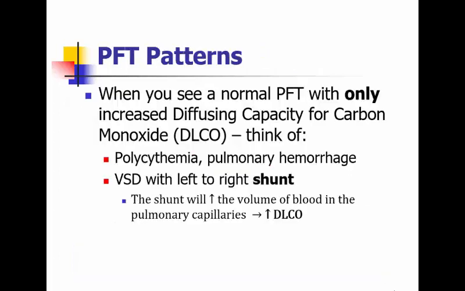Here are some of the patterns. When you see a normal pulmonary function test with only increased diffusing capacity for carbon monoxide, or DLCO, think of polycythemia or pulmonary hemorrhage, or ventricular septal defect with left to right shunt, because the shunt will increase the volume of blood in the pulmonary capillaries and will increase the DLCO. Okay? So the only problem that they give you on the exam with the pulmonary function test is actually increased DLCO, not decreased.